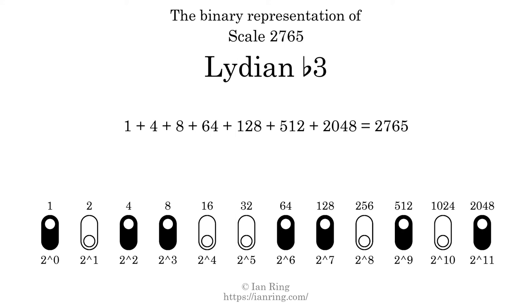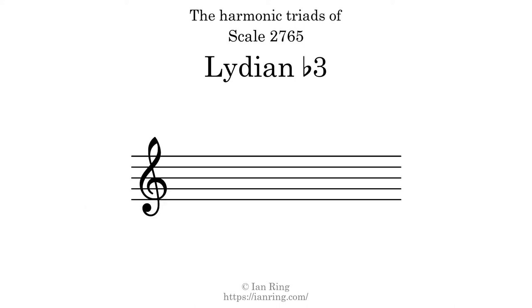2765. The scale number not only enumerates the scale with a unique index, but it also literally describes the tonal content of the scale. Represented as a binary number in base 2, the scale number is 10101100101. Here are the harmonic triads present in this scale.